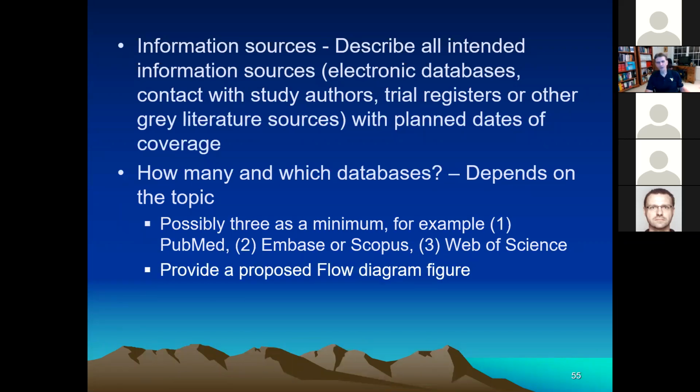And then what you want to do is provide, I know it's a protocol, a proposed flow diagram figure in your protocol.